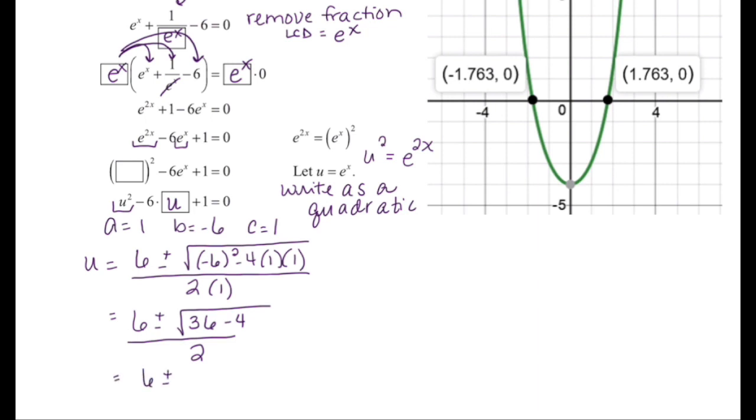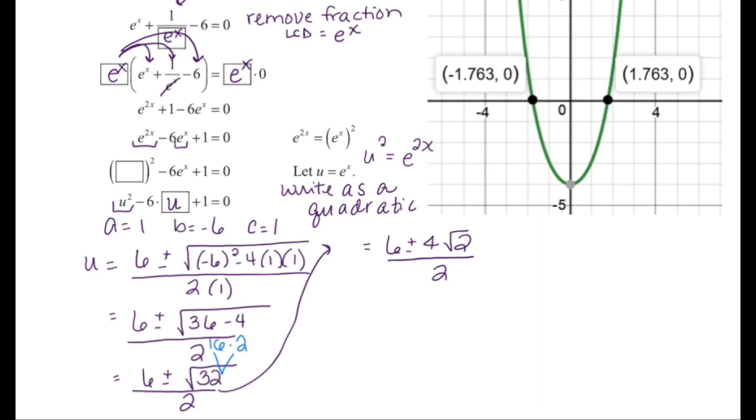6 plus or minus the square root of 32 over 2. 32 we can rewrite using 16 times 2, and the square root of 16 is 4. So 6 plus or minus 4 square root 2 over 2. I see that my coefficients here are all divisible by 2. So 3 plus or minus 2 square root 2.